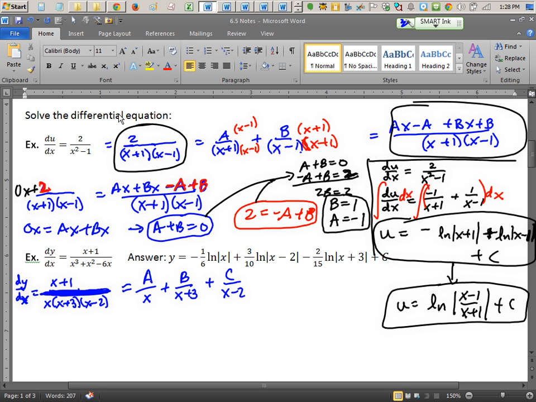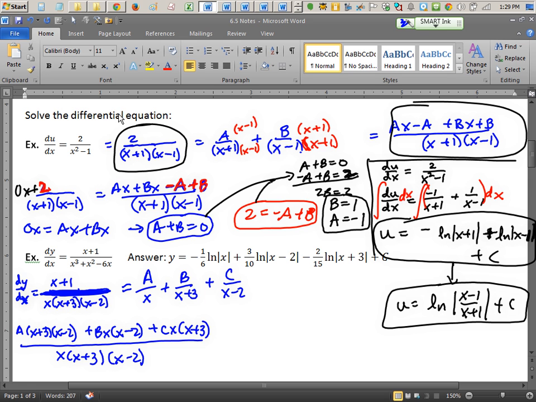And then if you recollapse this, you get a times x plus 3 x minus 2 plus b times x minus 2 plus c times x plus 3 all over x plus 3 x minus 2. So that's ugly stuff, but that's what we've got. Okay, so you look over here and you say, okay, that garbage is supposed to represent x plus 1. Right, all that garbage on top. So let's look at all the different x squareds that are involved here.